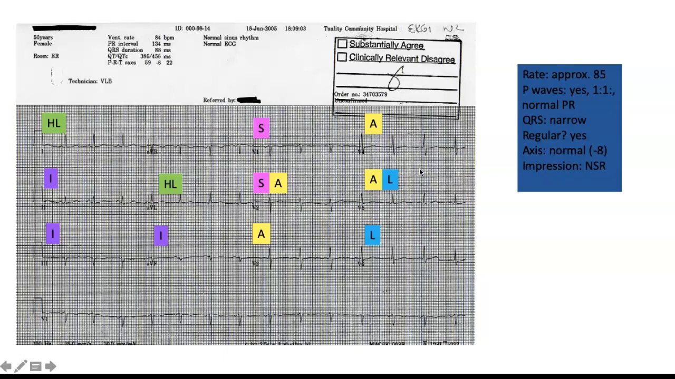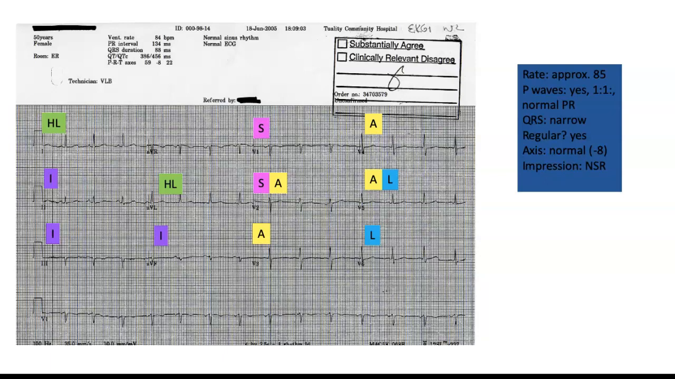This is a normal sinus rhythm, normal EKG. The rate is approximately 85. There are P waves, which we can see here in lead 2. There is 1 P wave for every QRS complex. The PR interval appears normal, so it appears less than 1 big box. The QRS complex is narrow. It appears to be regular, the rhythm.